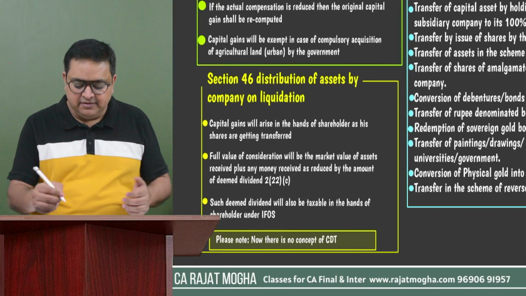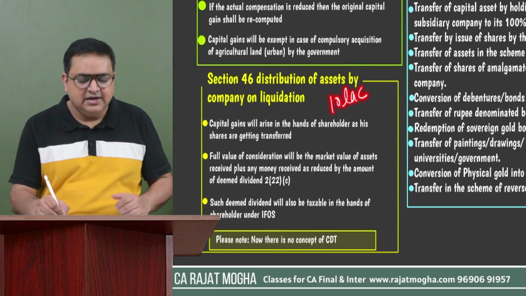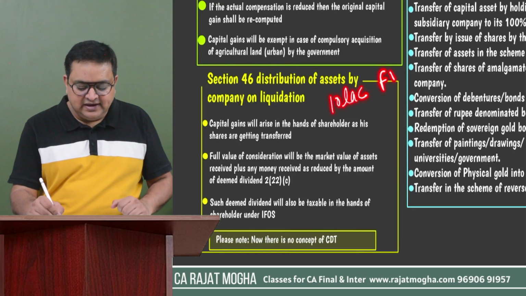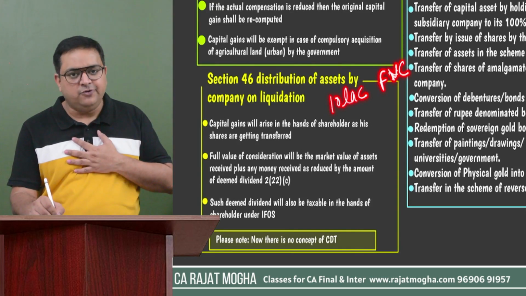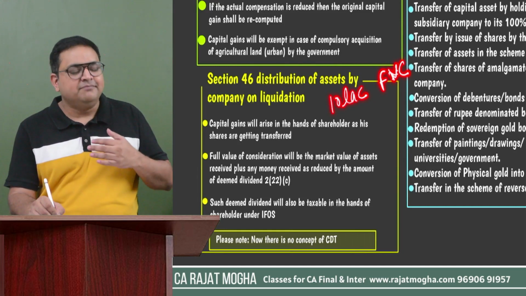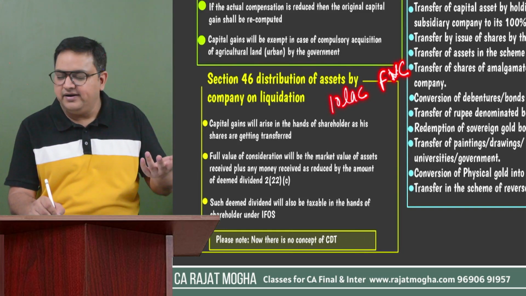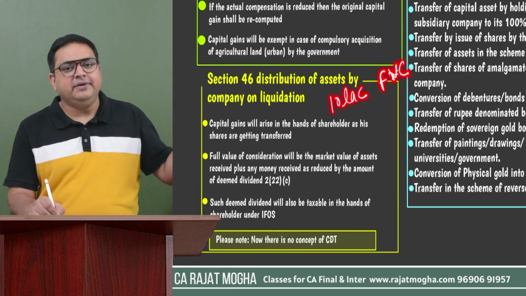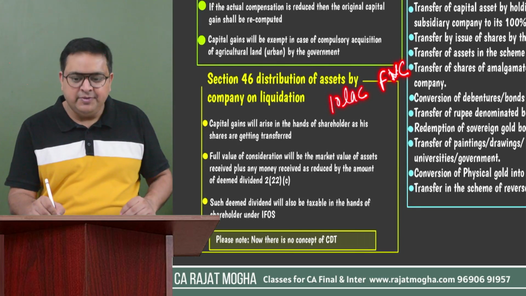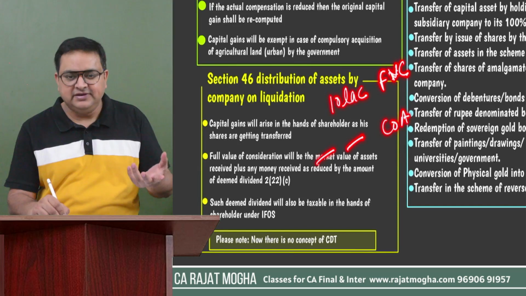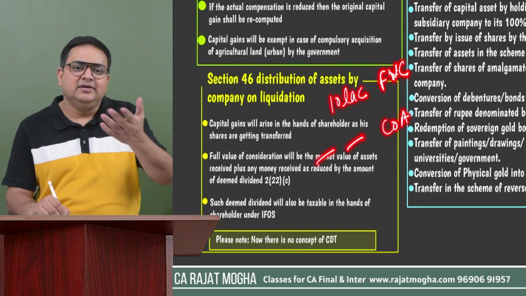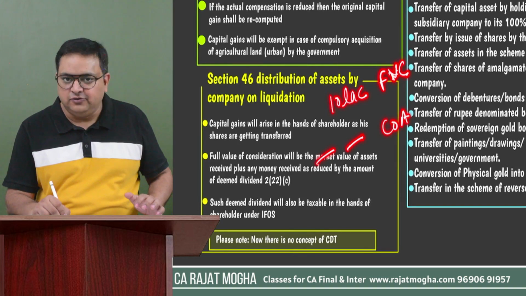Let's say they are paying me 10 lakh rupees. So 10 lakh is the full value of consideration. Capital gain will arise in the hands of the shareholder, because my shares are getting surrendered. So full value of consideration would be 10 lakh rupees minus the cost of acquisition, which is the cost of my shares. And if it is long-term, then we have to index the cost of acquisition also.